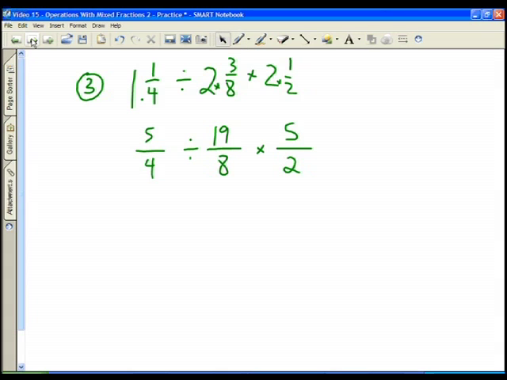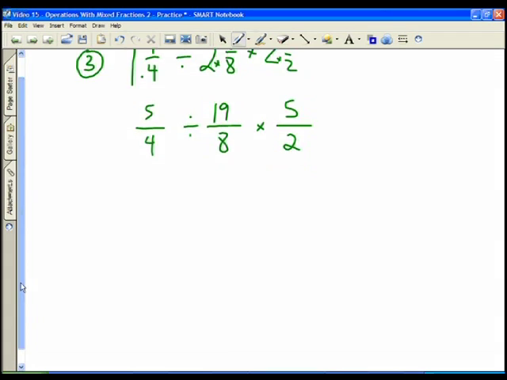And now the next thing we have to do is make sure that they're all multiplied. Remember, we can't reduce until all the signs are multiplication. So now we have 5 fourths times 8 19ths times 5 halves. And now we should be able to reduce before we do our multiplication. 4 goes into 4 once, and 4 goes into 8 two times. And now these twos, 2 goes into 2 once, and 2 goes into 2 once there.